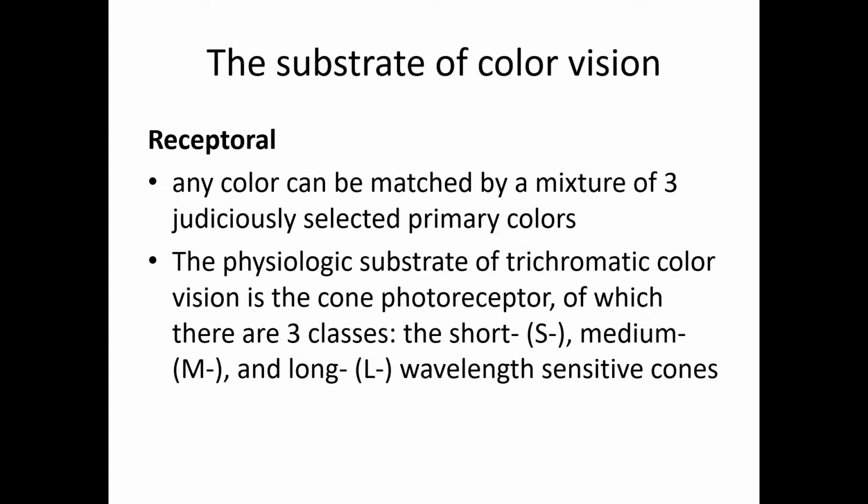The substrate of color vision, so receptoral: any one color can be matched by mixing three judiciously selected primary colors. So red, green and blue, by judiciously mixing them, any other color can be matched. The physiological substrate of trichromatic color vision is the cone photoreceptors. There are three classes. The short is the S wavelength sensitive cone, M is the medium wavelength sensitive cone, L is the long wavelength sensitive cone.